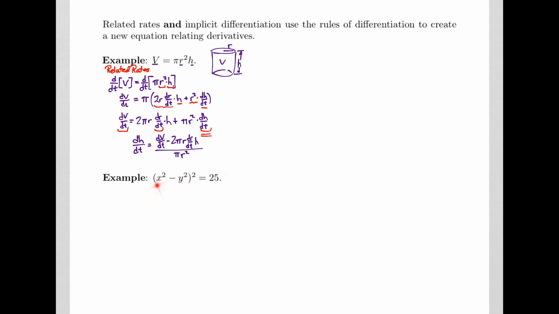The second example is an example of implicit differentiation. This time I've got an independent variable x, and well, I have two variables, x and y. And I'm thinking about the graph of that equation in the plane. So we're going to think about y as my dependent variable and x as my independent variable, making this an example of implicit differentiation. We think of x as our independent variable and y as our dependent variable. And because it's dependent, we think of it as an implicit function.